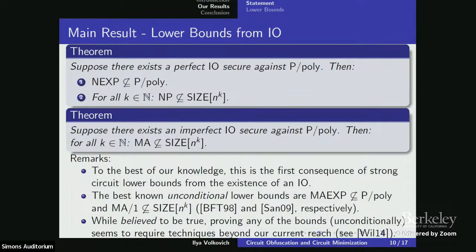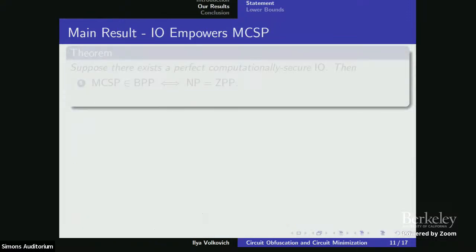No questions? So this is if you assume perfect or imperfect IO which is secure against non-uniform adversaries. And the next thing, as per Marco's question, is what happens if you assume security against uniform adversaries. This is the next thing that I want to talk about.